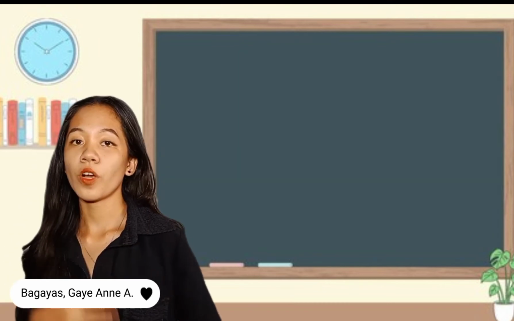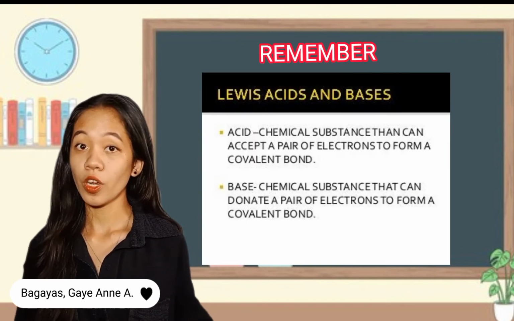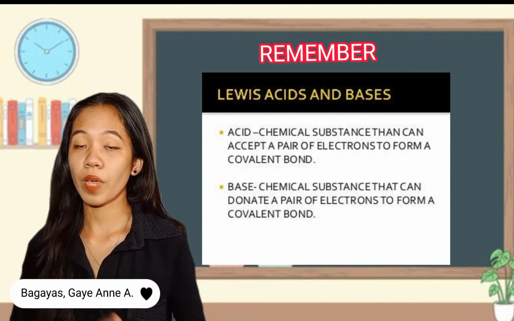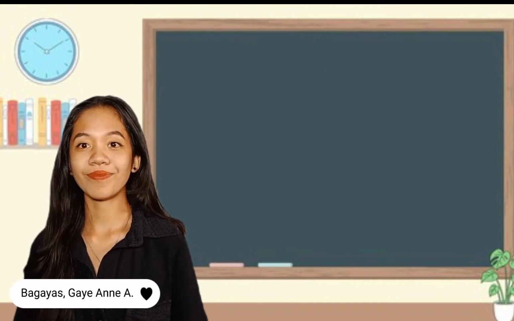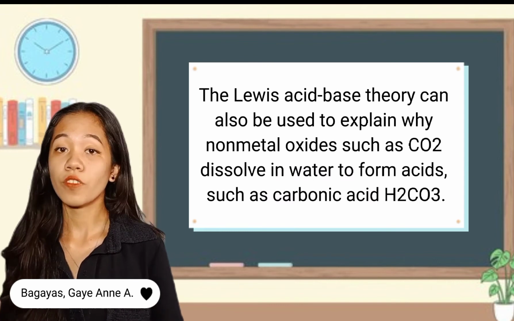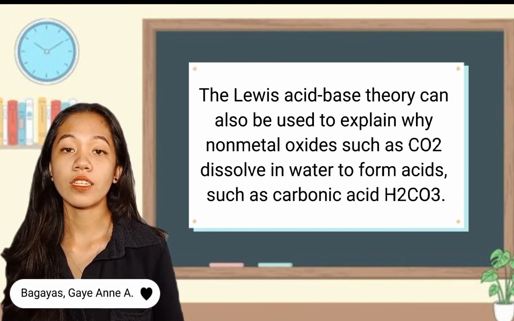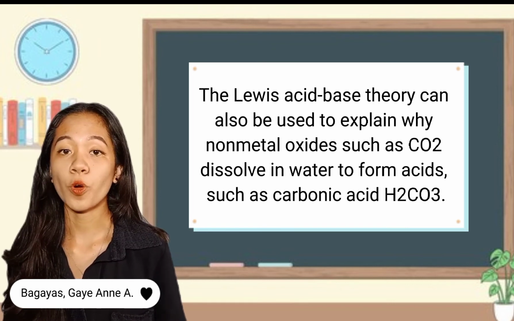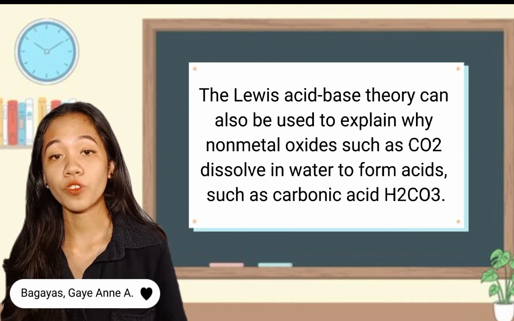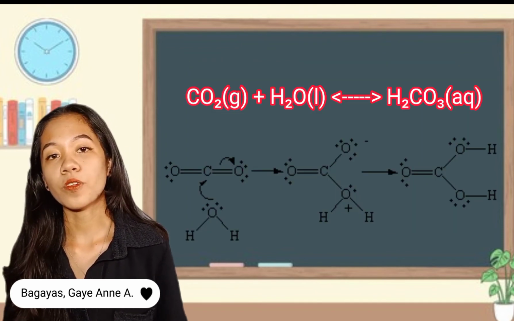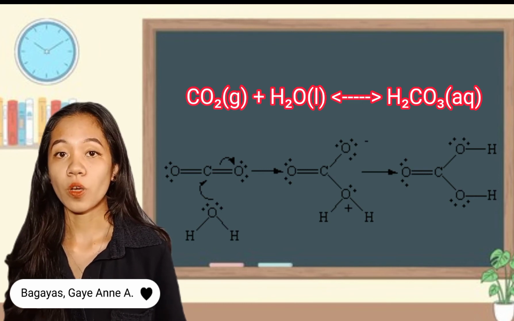Let's go now with our example, and always remember that the Lewis acid is the electron pair acceptor, while the Lewis base is the electron pair donor. So let's look at the example of this acid-base reaction. The Lewis acid-base theory can also be used to explain why nonmetal oxides such as CO2 dissolve in water to form acids, such as carbonic acid, H2CO3. So in this example, CO2 plus H2O yields H2CO3.